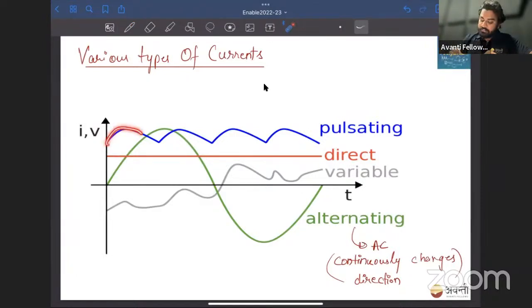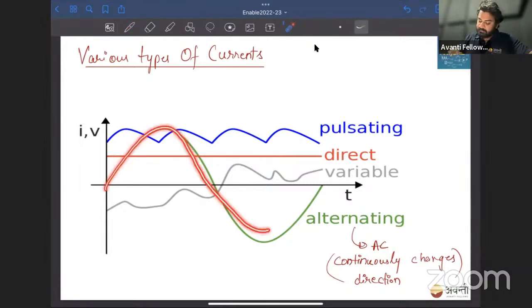For example, you see this current. This is not going below the x-axis, meaning the current is positive and the voltage is positive. So it is not changing direction, but it is pulsating: increasing, decreasing, increasing, decreasing, but not going negative. So it is a direct current, not changing direction. Similarly, here also you can see the same current all over the time. This is perfect direct current.